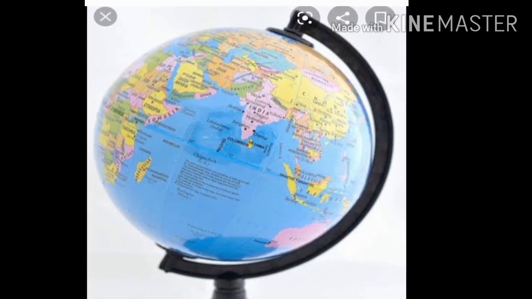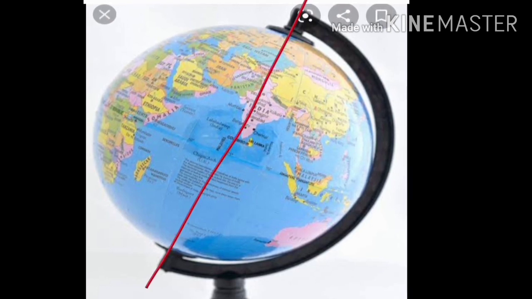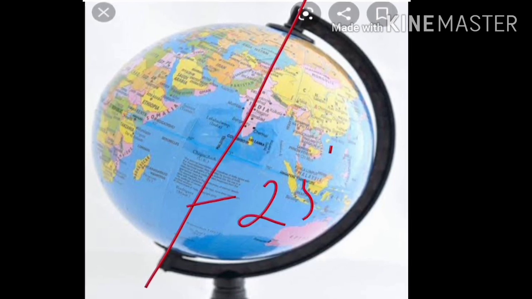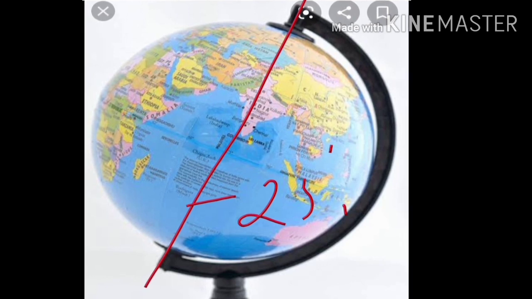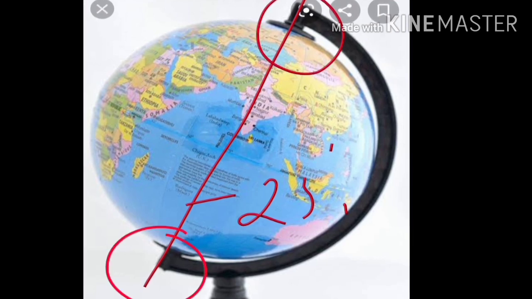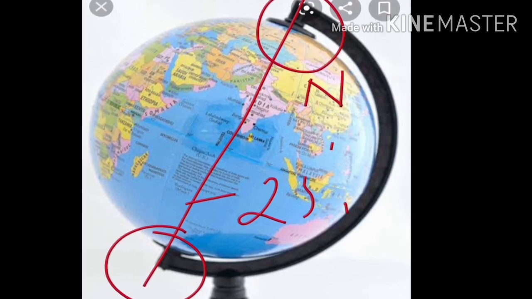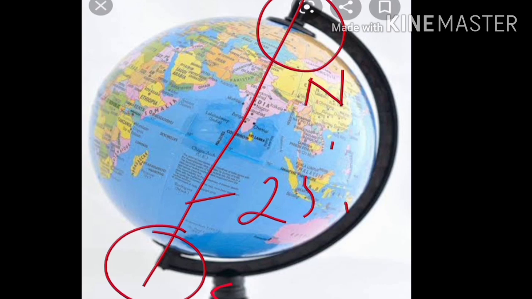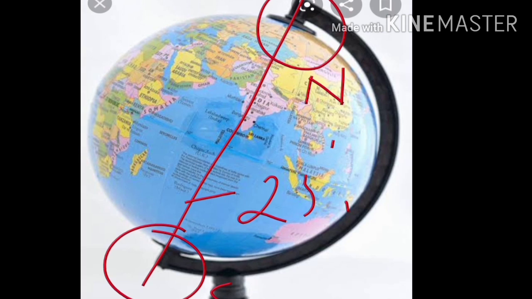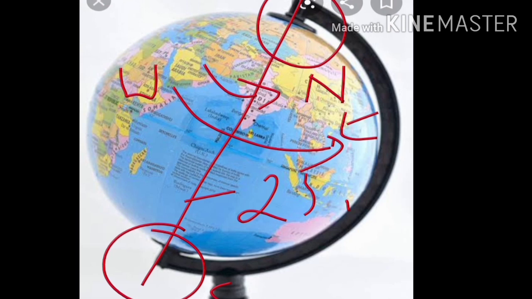You will notice that the needle is fixed through the globe in a tilted manner. It is known as axis. Axis is not straight. It is tilted by 23.5 degrees. The 2 points on the globe through which the needle passes are the 2 poles. This one and this one. The pole which indicates north direction or the north star is known as north pole, and the opposite of the north is considered as south pole. The globe can be moved around this needle from west to east direction. East, west, and it moves from west to east direction.